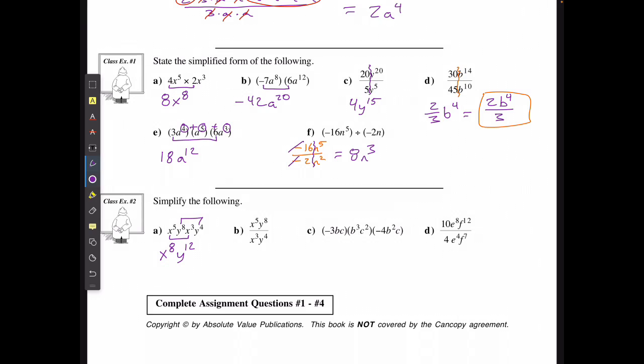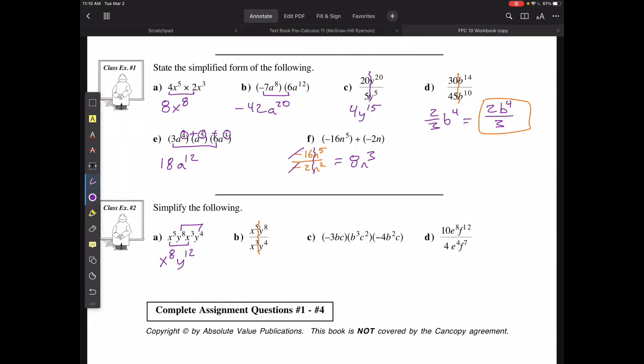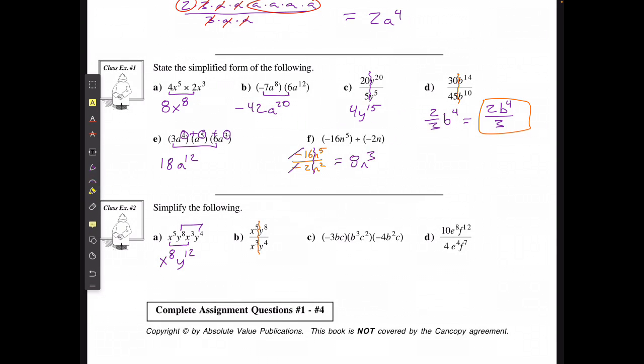When I'm dealing with rational ones, just like in the last example, I'm going to separate the things that I can actually combine. I'm going to just look at the x's and just look at the y's. So if I have x to the 5 over x to the 3, I'm going to be left with x to the 2. If I have y to the 8 and y to the 4, I'm left with y to the 4.